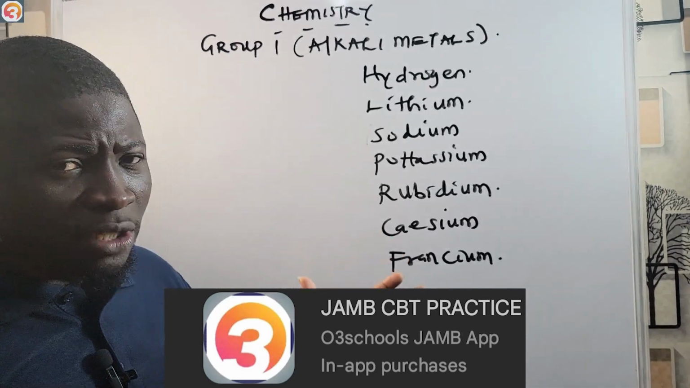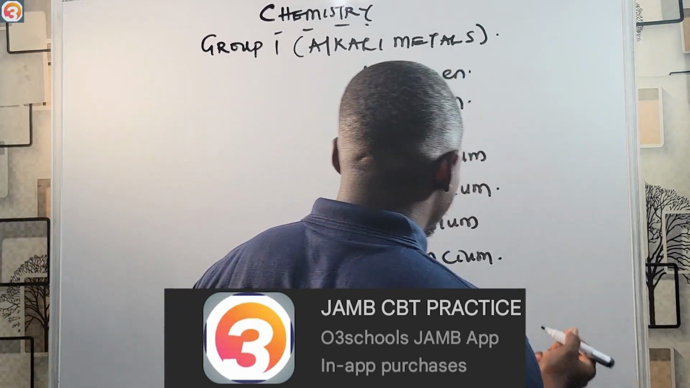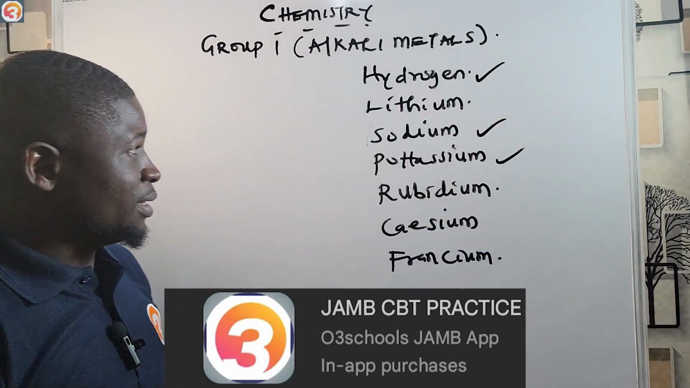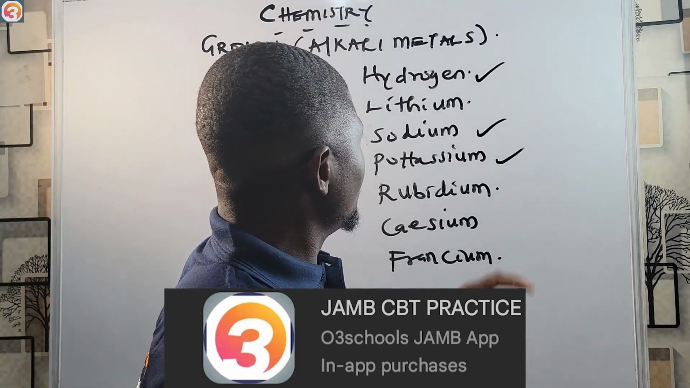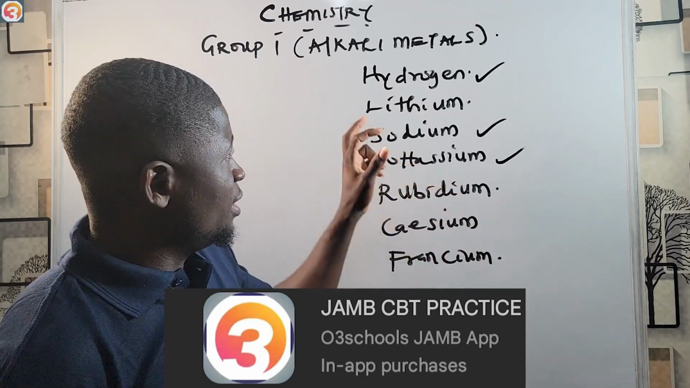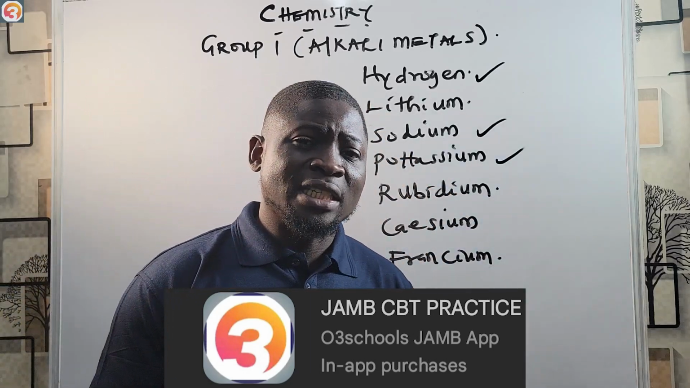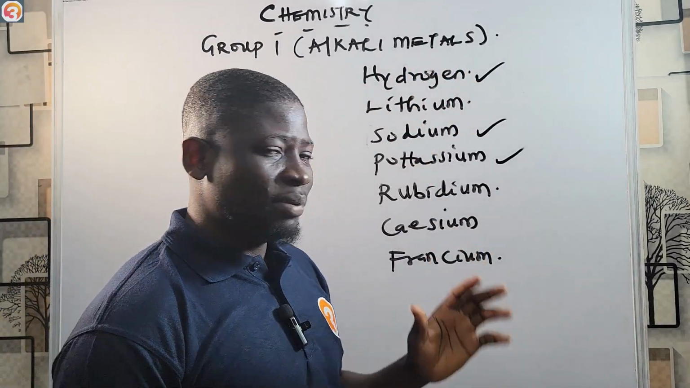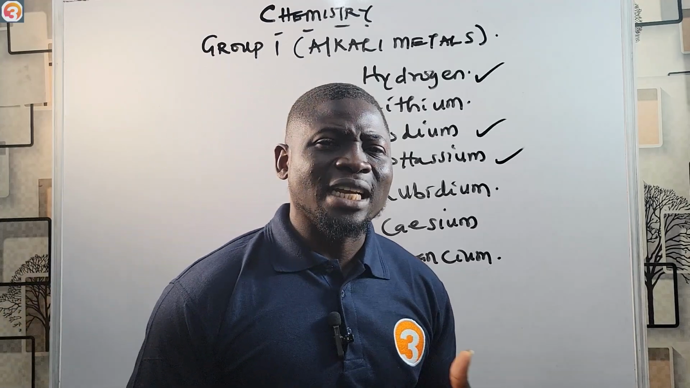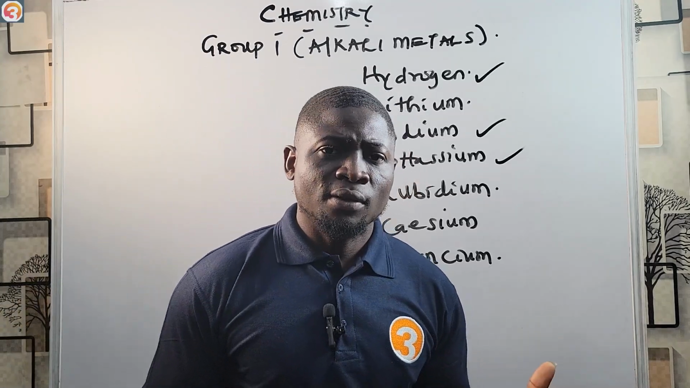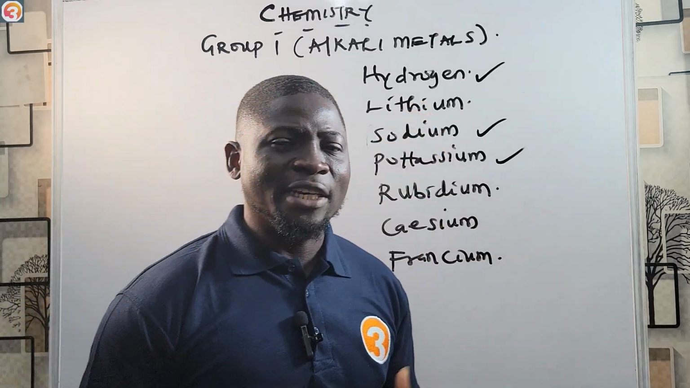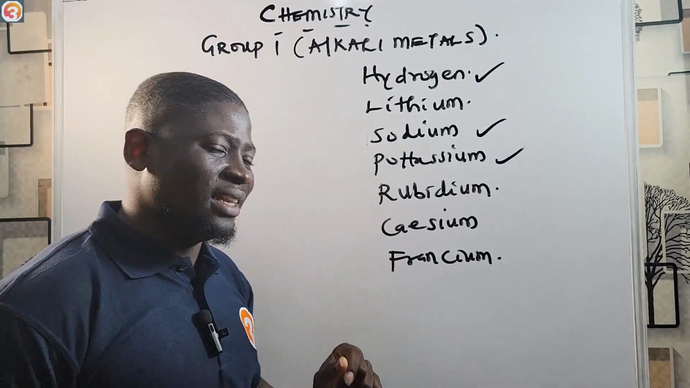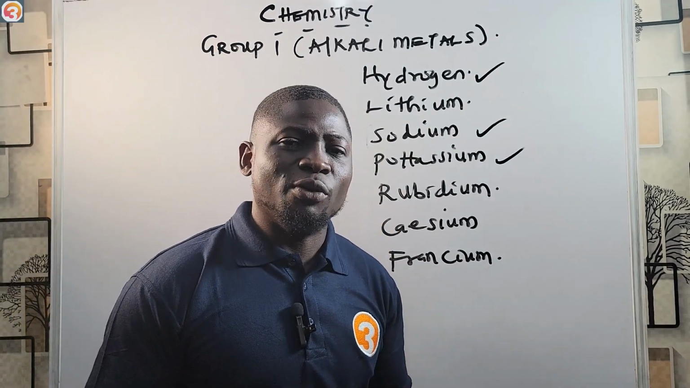Now, the most important elements in this group are usually hydrogen, sodium, and potassium. And of course, hydrogen is placed in group one because hydrogen has one electron in its outermost shell, and also because it can easily ionize by electron loss. That is why we put hydrogen in group one.